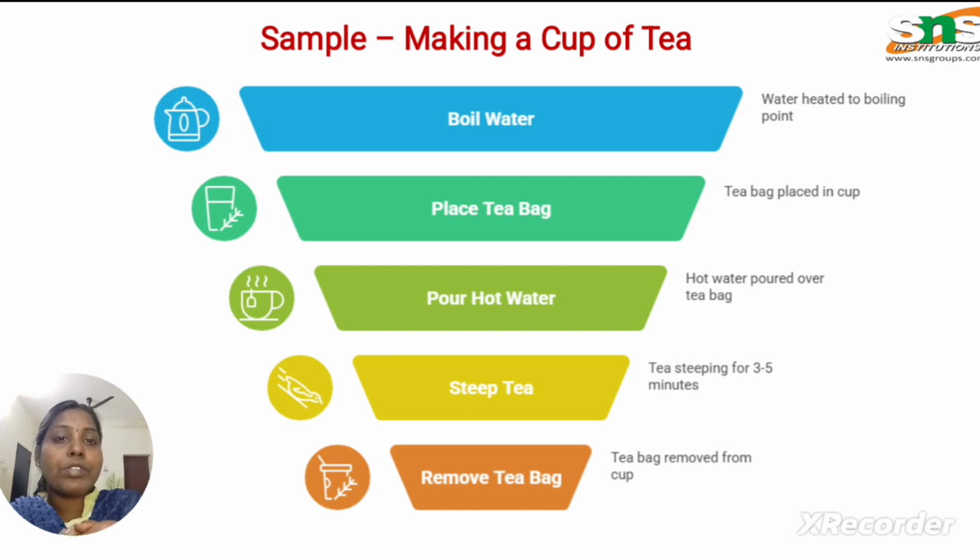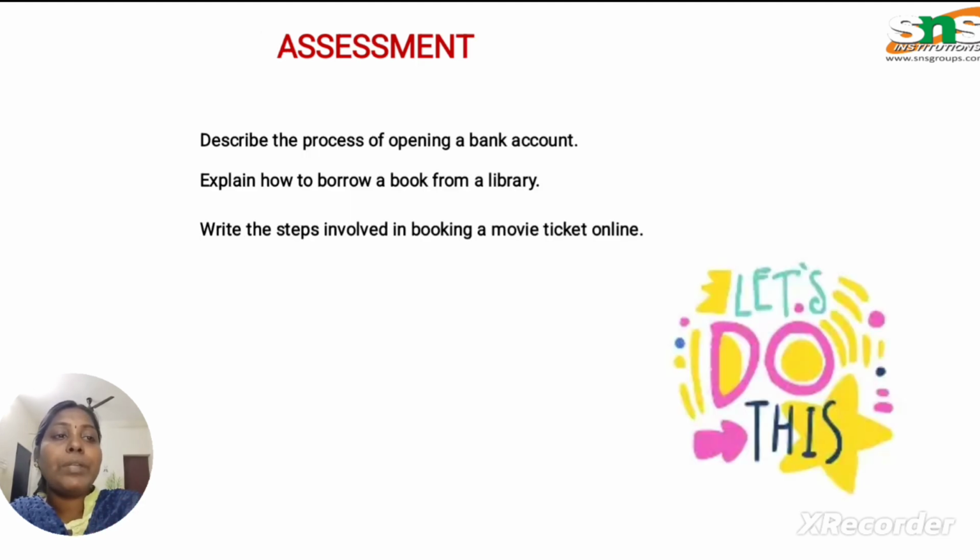Likewise, process description helps us write about the process of making tea, making sugarcane juice, or mending a tire puncture, and it just goes on. Here is a small assessment: how to open a savings bank account, how to post articles on LinkedIn, and how to borrow a book from the library. While writing your answer for process writing, keep in mind that you can go with sequential word order. Those sequential words will help you make your paragraph well structured. Thank you.